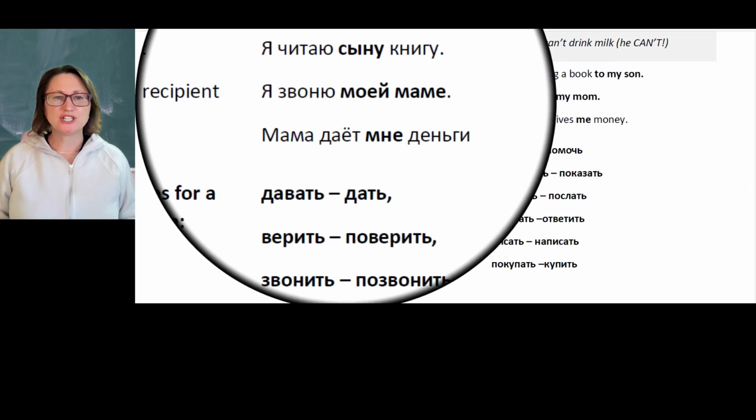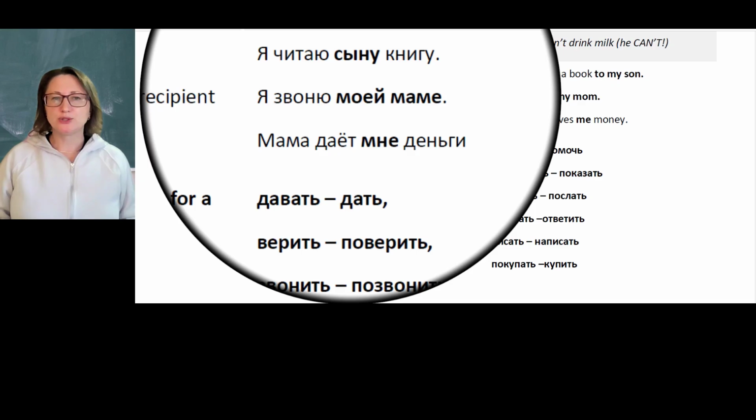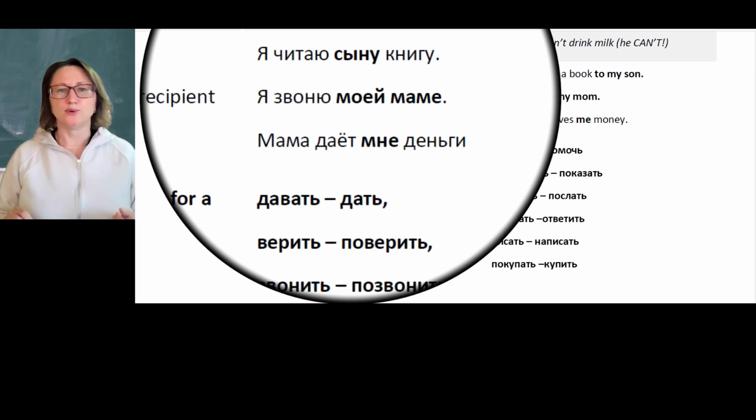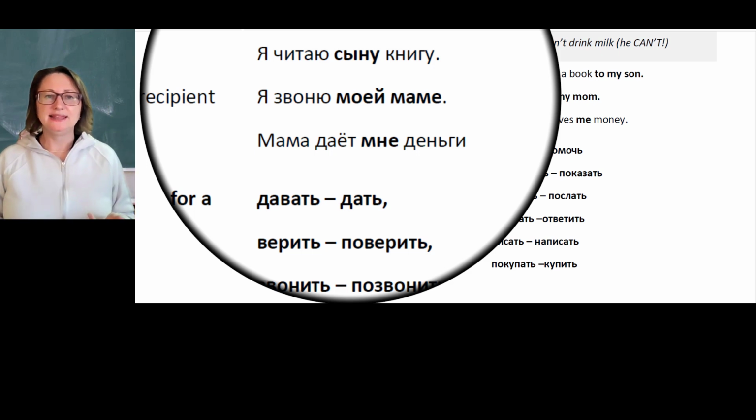Okay, now let's take a look at the Russian examples. Я читаю сыну книгу. Я звоню моей маме. Мама дает мне деньги. So as you can see here, everything that's in bold in both languages is dative.